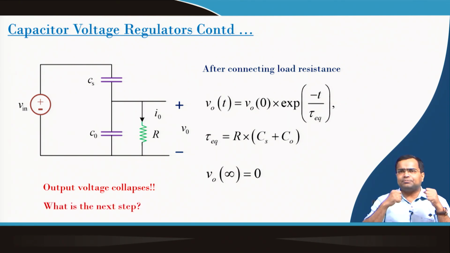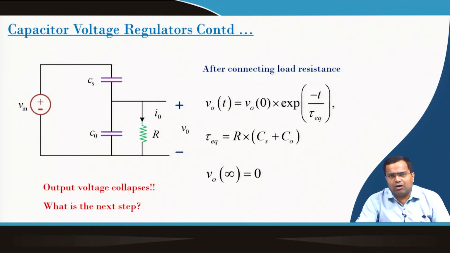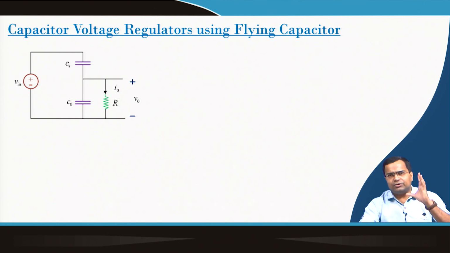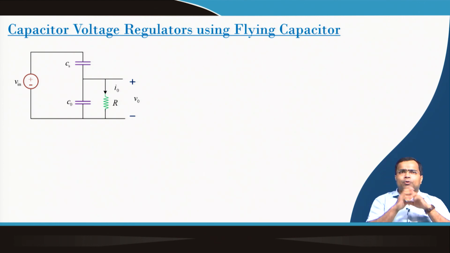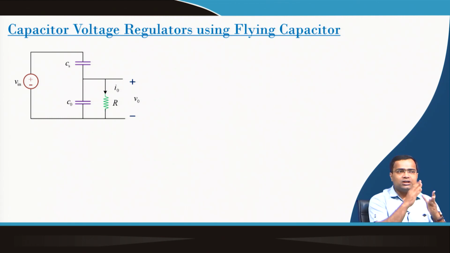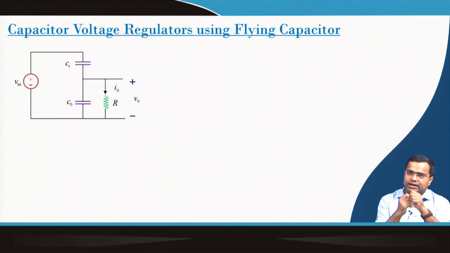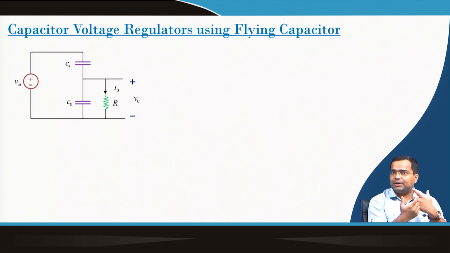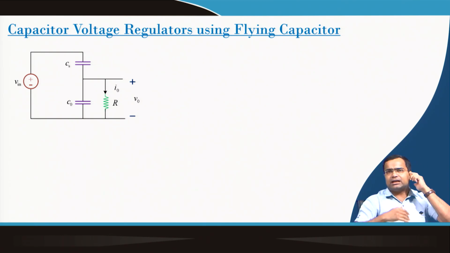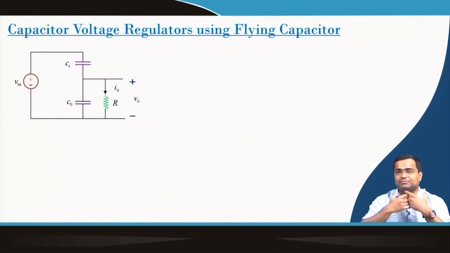How can you solve this problem? Now, instead of that fixed capacitance that we considered earlier, what was our problem? Our problem is the charge balance. When we are operating at steady state without load, the charge was balanced, but when you connect a load, the current is flowing and the charge balance is getting hampered. As a result, you have an asymmetric voltage across the capacitor and the output capacitor collapses.